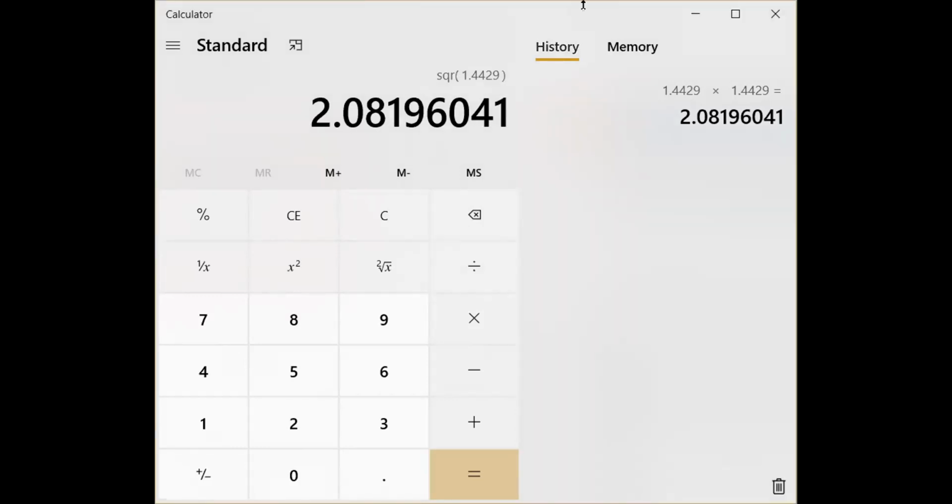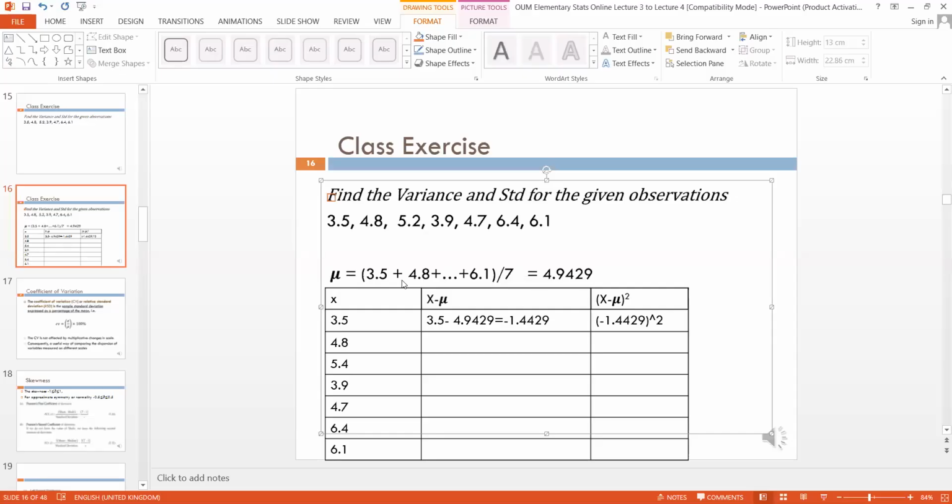Okay, good. I'm going back to my screen. You do the calculation now for me. Okay. So this gives us 2.08196. Okay. And the next one. When you do the calculation, what do you get?